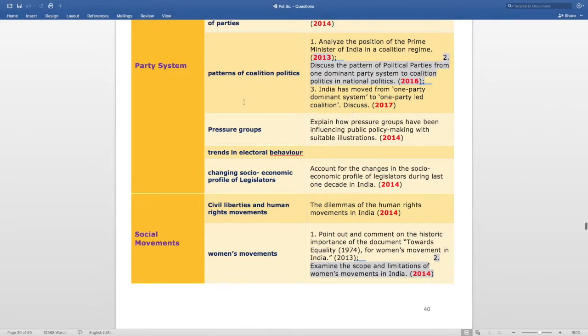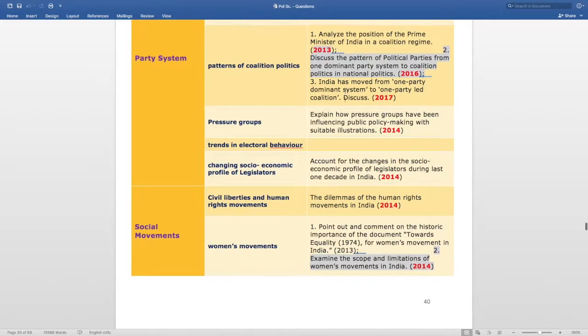The next subtopic is patterns of coalition politics. The questions are: analyze the position of the Prime Minister of India in a coalition regime. It is asked in 2013. Next question: discuss the pattern of political parties from one dominant party system to coalition politics in national politics. It is asked in 2016. The next question is: India has moved from one party dominant system to one party led coalition. Discuss. It is asked in 2017.